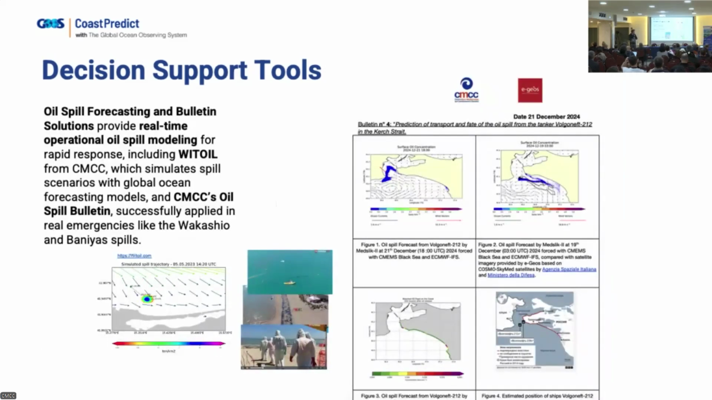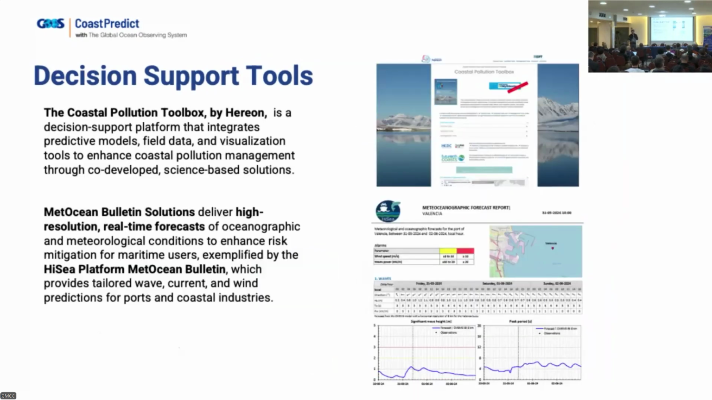This is Deltares. This is our work on the oil spill forecasting system with the oil application, where you can simulate oil spill forecasting in real time. And on the right, you see the recent bulletin we produced for the authorities using Copernicus and ECMWF products in the Kerch Strait in the Black Sea, which was a very complex area. And the coastal pollution toolbox will be presented, I think, in the next days.